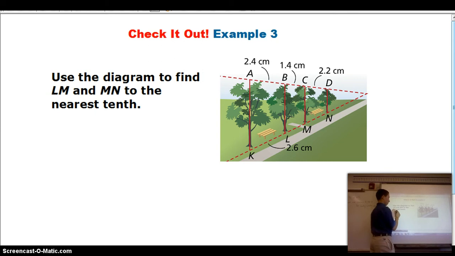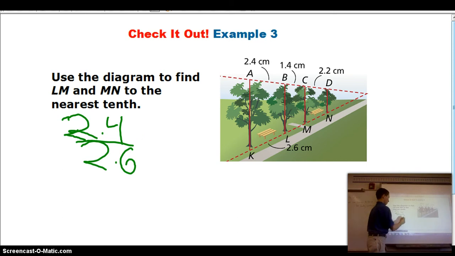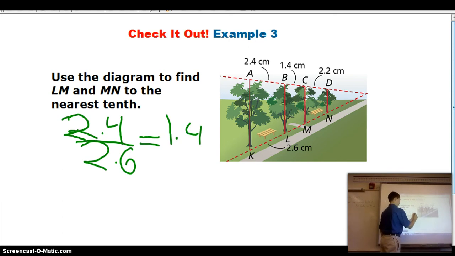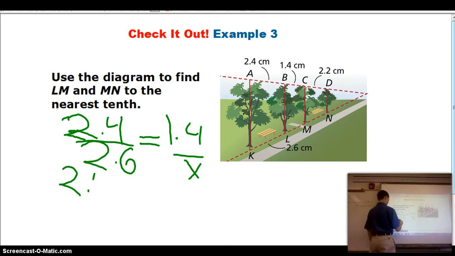The microphone is in front of you. So you can put 2.4 over 2.6 equals 1.4 over x to figure out LM. So it's 2.4x equals.